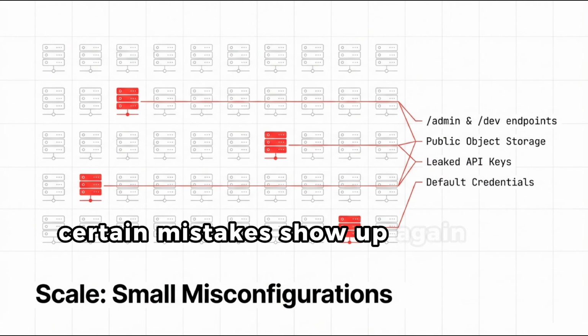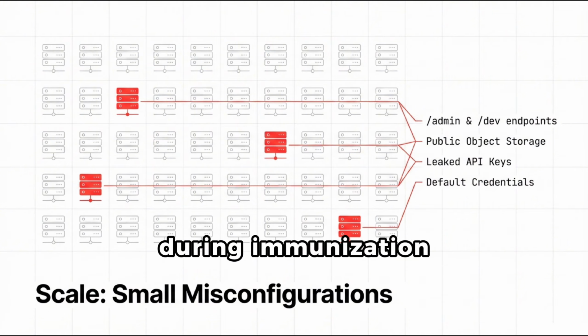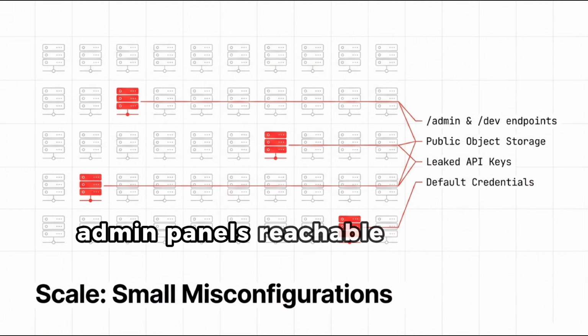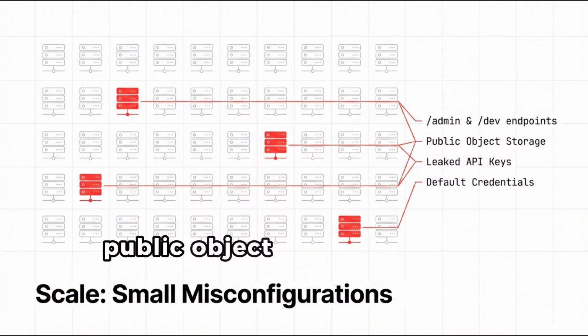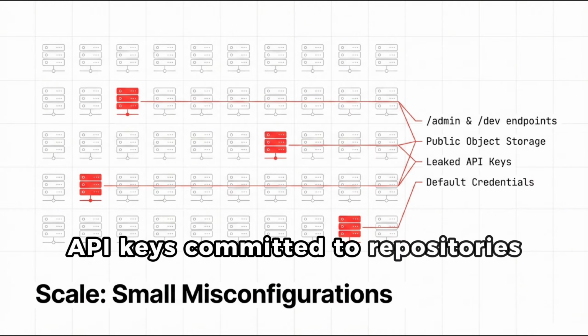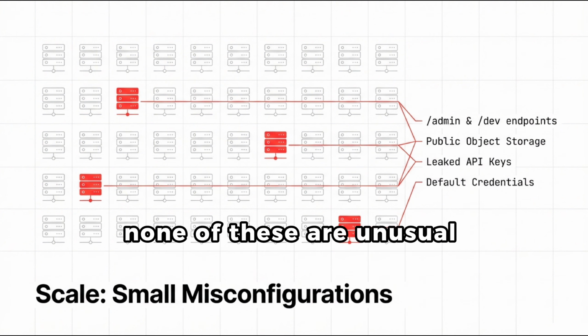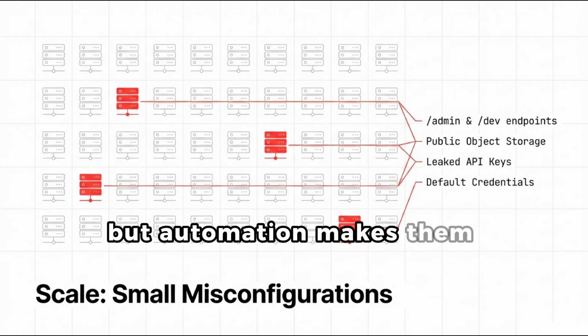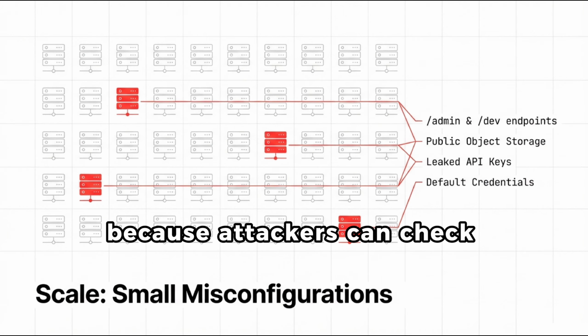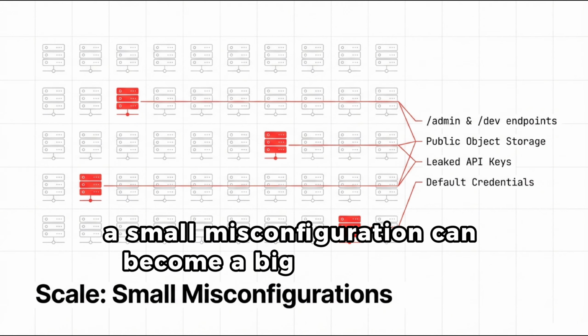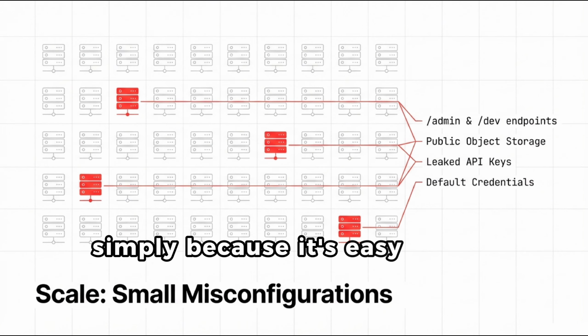Certain mistakes show up again and again during enumeration. Developer dashboards left exposed. Admin panels reachable from the internet. Public object storage buckets. Database ports accidentally exposed. API keys committed to repositories. Default or reused credentials. None of these are unusual individually, but automation makes them dangerous because attackers can check thousands of systems quickly. A small misconfiguration can become a big vulnerability simply because it's easy to find.